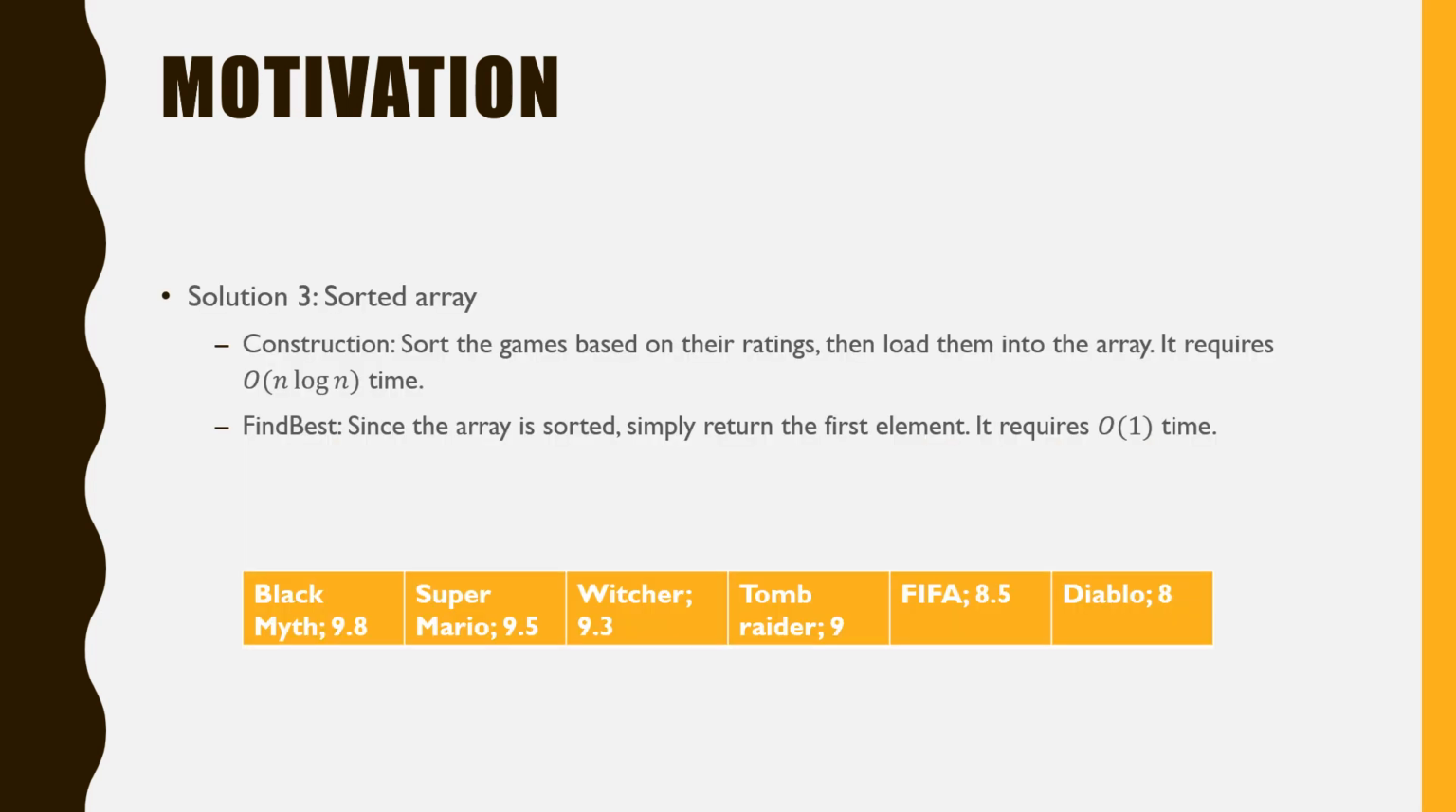Third, let's consider using a sorted array. To construct a sorted array, we must first sort the games based on their ratings, which takes O(n log n) time. Note that in the array shown here, all games are now sorted by their ratings. Once the games are sorted, finding the best game simply involves returning the first game in the array. This operation requires O(1) time.